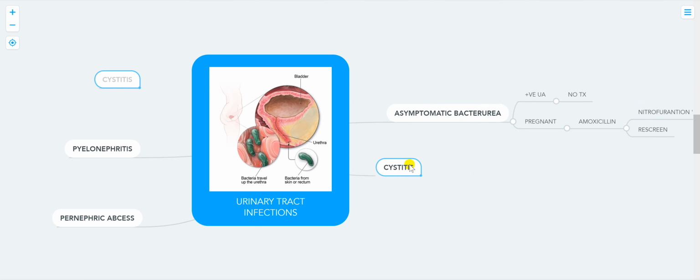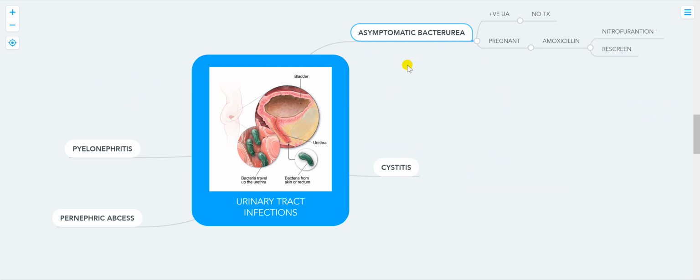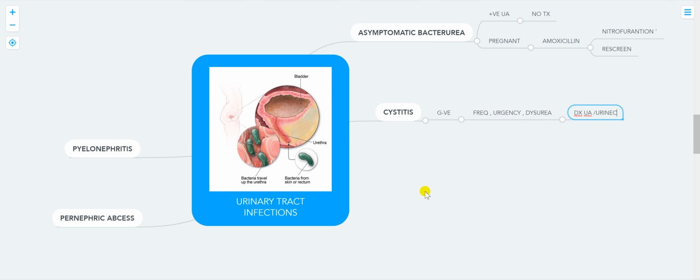Now for cystitis, what do we do? So for cystitis, it's a bladder infection due to gram-negative organisms. How does it present? Frequency, urgency, dysuria. And then how do you diagnose that? Urinalysis plus urine culture. That's what you can do.